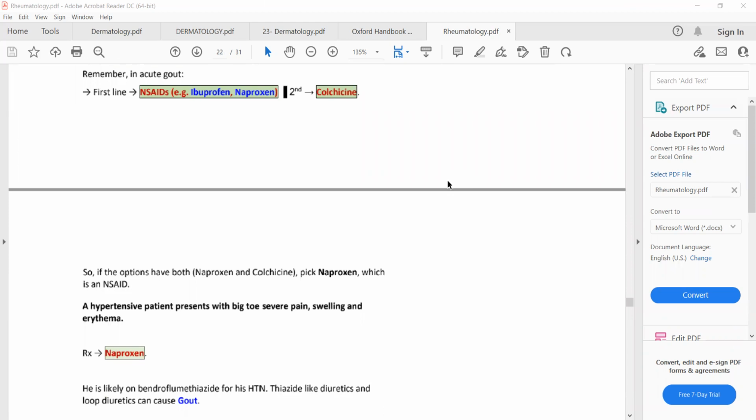So if both of them are given in the options... Yes, can you repeat that point about allopurinol and febuxostat? Yes.